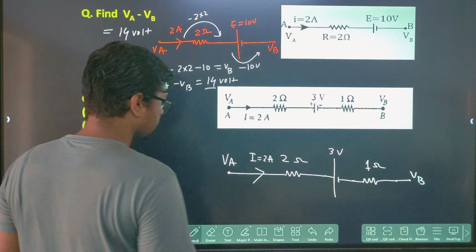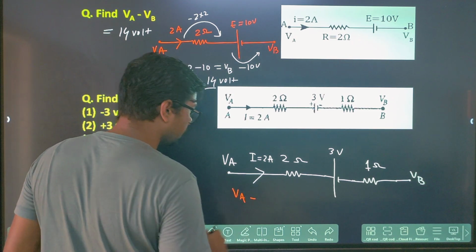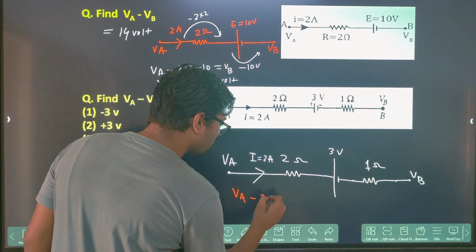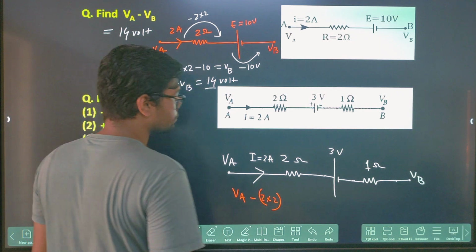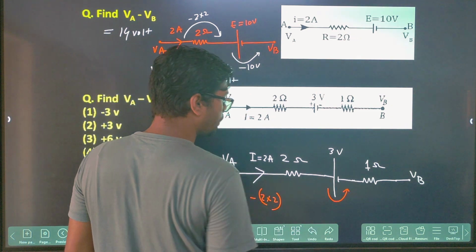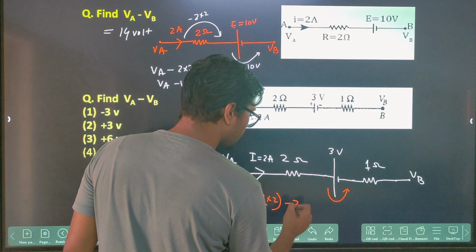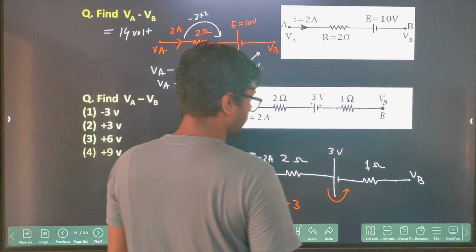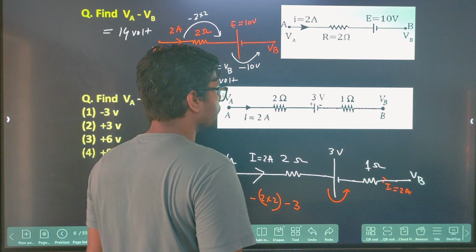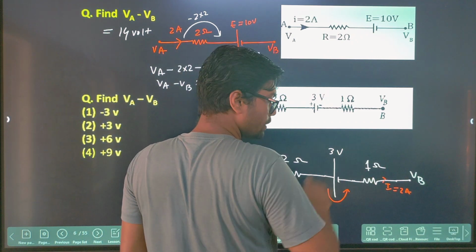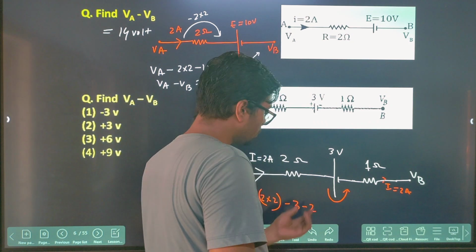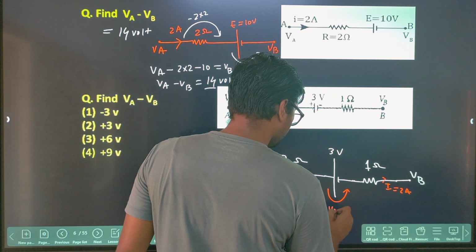So what will you do? You will say this is VA minus, why minus? Because you are moving along the direction of the current through the resistor. This will be minus 2 into 2. You are moving from positive to negative, so there will be a drop in potential, minus 3. And here also the current is 2 ampere, right? So everywhere it is 2 ampere. This is 1 ohm. You are moving along the direction of the current, so the potential drop will be 2. So you will write minus 2 equal to your VB.